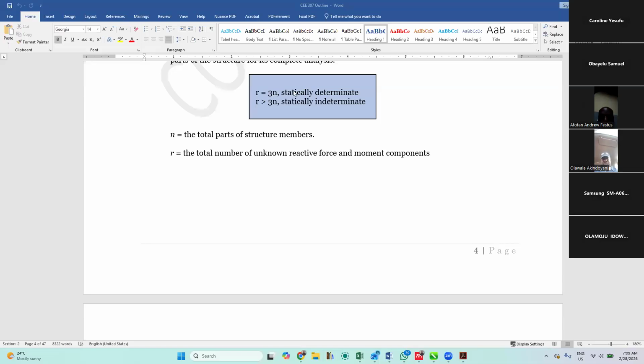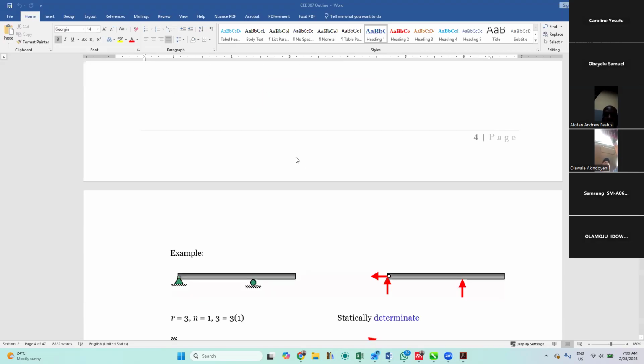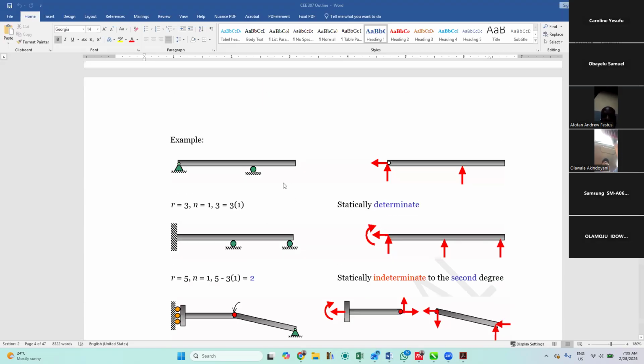If yes, that means the structure is statically determinate. But if R is greater than 3N, that means it is statically indeterminate. However, there's another point that is not written here. That is when R is less than 3N, that means it is unstable. So using this principle, that is what we're going to use to analyze all these members' supports.